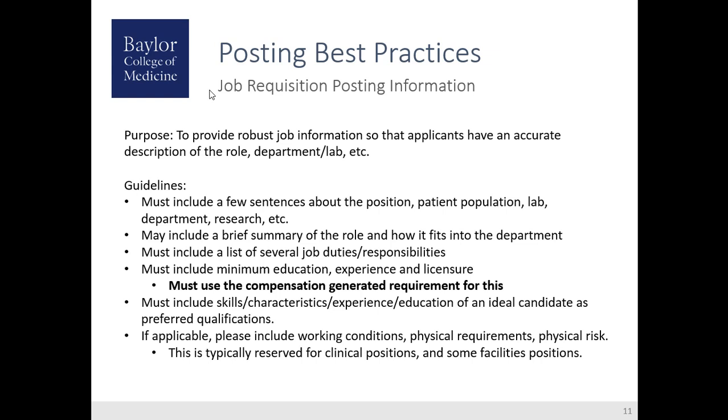So we encourage you to include a few sentences about the position. If it's research, you definitely want to include information about the research that you're doing. If it's clinical, you want to include patient population, but just anything about your department. And it doesn't have to be long. Like I said, a few sentences. You definitely want to include a brief summary about the role, how it fits into the department. Include a list of several job duties and responsibilities.